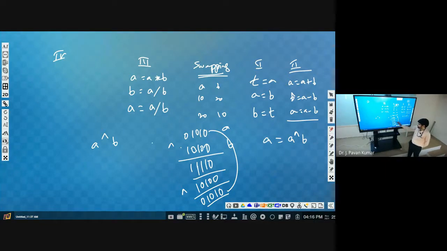Next, afterwards, this is A now. This is A. And now what is this one? B. Same B, right? So with this updated A, we have to perform XOR operation with B. Then what are we getting? We are getting the actual A, but where do we have to store that? B. So we have to assign that to B.